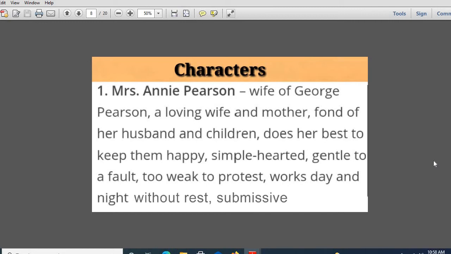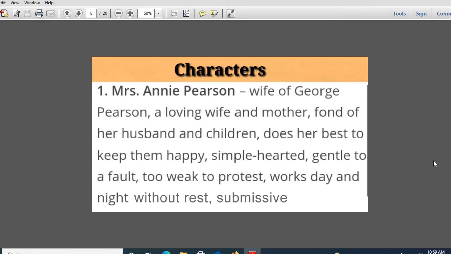First of all, the most important character, the main character, is obviously Mrs. Annie Pearson, wife of George Pearson, a loving wife and mother. As you know, she sacrificed her own happiness to make her family members happy. And what did she get in return? She got in return humiliation. She got in return sadness. She gave all her happiness, but she got sadness in return.